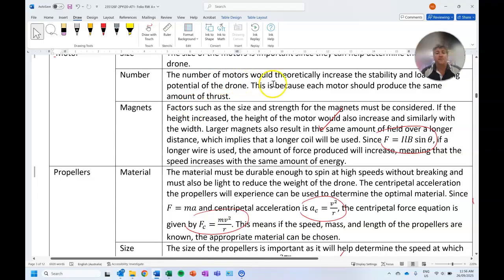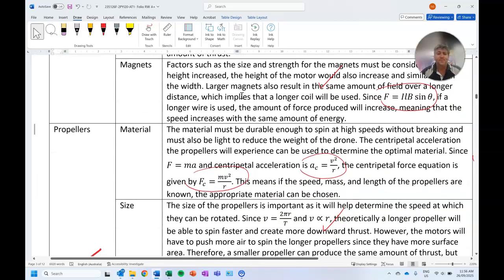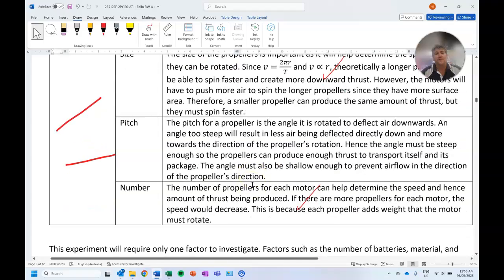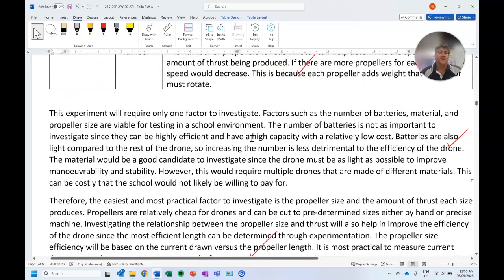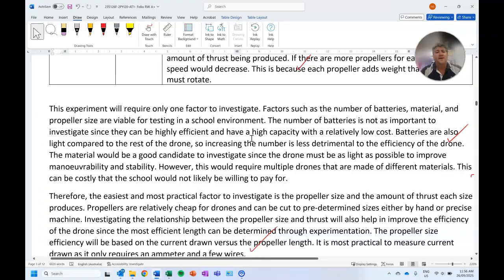The number of motors would theoretically increase the stability and load-bearing potential of the drone. This is because each motor should produce the same amount of thrust. So he's actually critiqued it a little bit. If we go down a little bit further, material, he's talking centrifugal acceleration, centripetal forces, tangential speed of the tip of the blade, period of rotation, proportionality, and then down the bottom here we get to the whole point of this thing, picking one of these solutions for the problem.